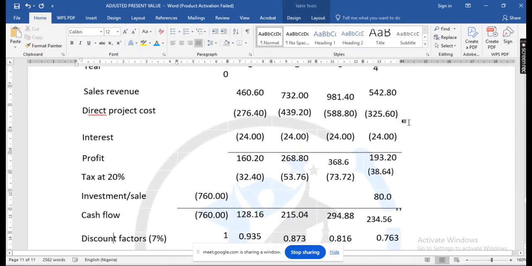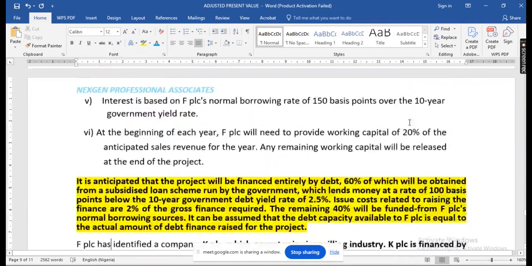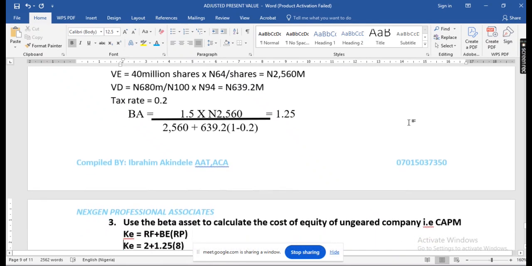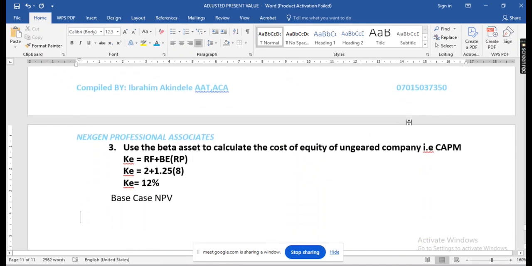The project is expected to last for 4 years. So we can start from year 0 to year 4. We would have extended to year 5, but the tax is being paid in the year at which the profit is being made. So that is why we don't need year 5.